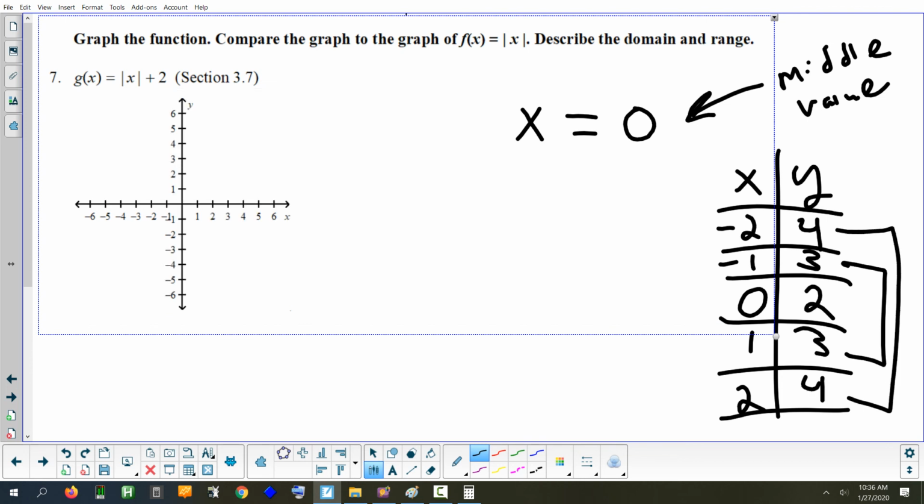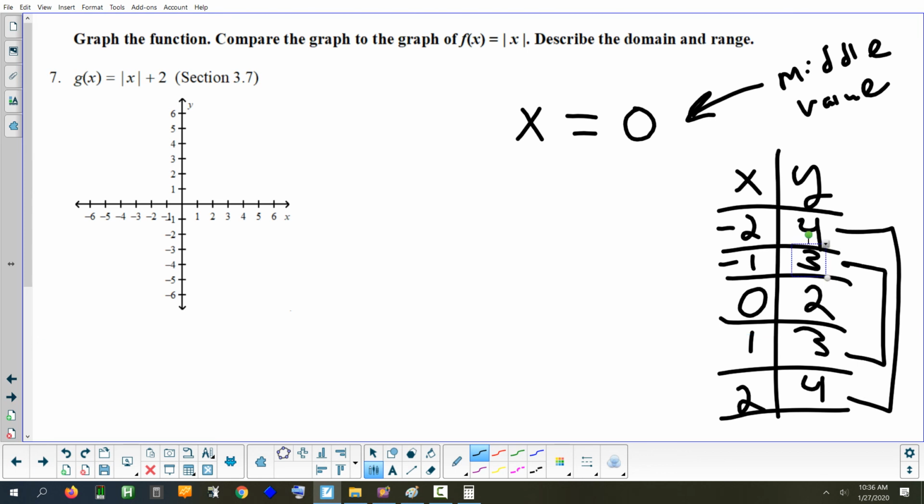If you followed my directions and you found the middle one correctly, these two numbers are going to repeat themselves. So you get the 3 and then the 3 repeated, and the 4 and the 4 repeated. And when you graph it, it's going to look like a V shape. So -2, 4, -1, 3, 0, 2, 1, 3, 2, 4. That's what your graph looks like.